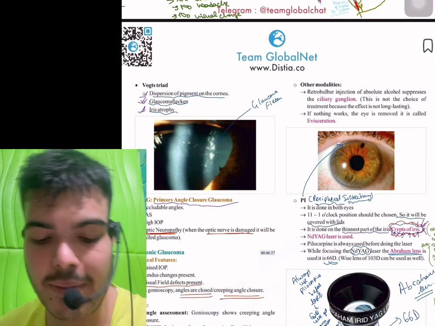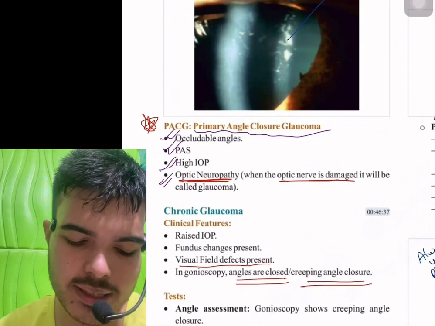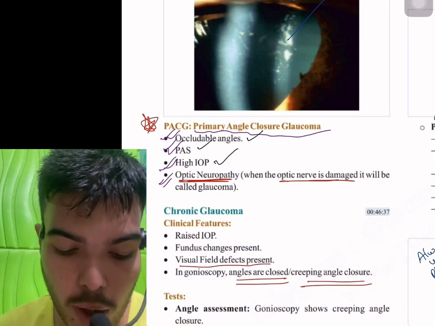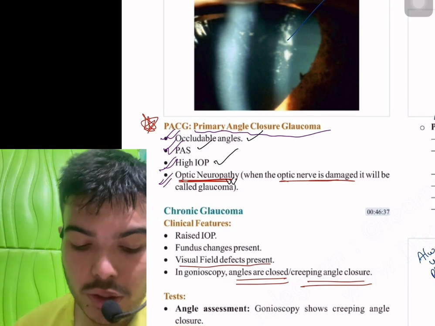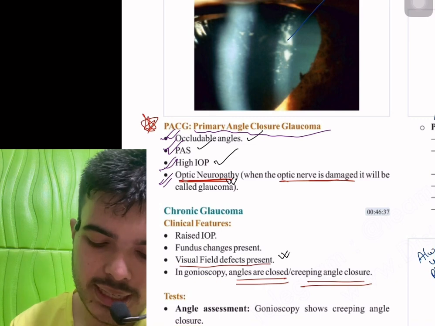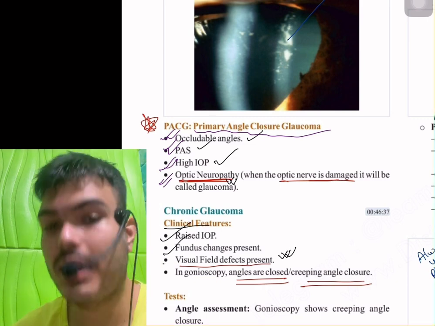Okay. Now primary angle closure glaucoma, this means there's an occludable angle. Of course, PAS is there, high IOP is there. Now, in primary angle closure glaucoma, there is optic neuropathy. Optic neuropathy has started, okay? Now, along with optic neuropathy, if there's visual field defect, that will be chronic glaucoma, okay? Raised IOP, fundus changes are there. Visual field defect along with optic atrophy, that is chronic glaucoma.